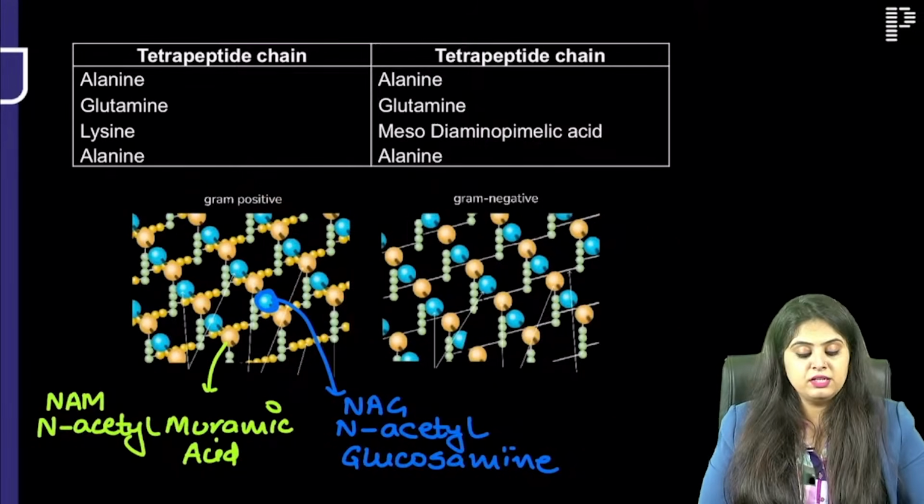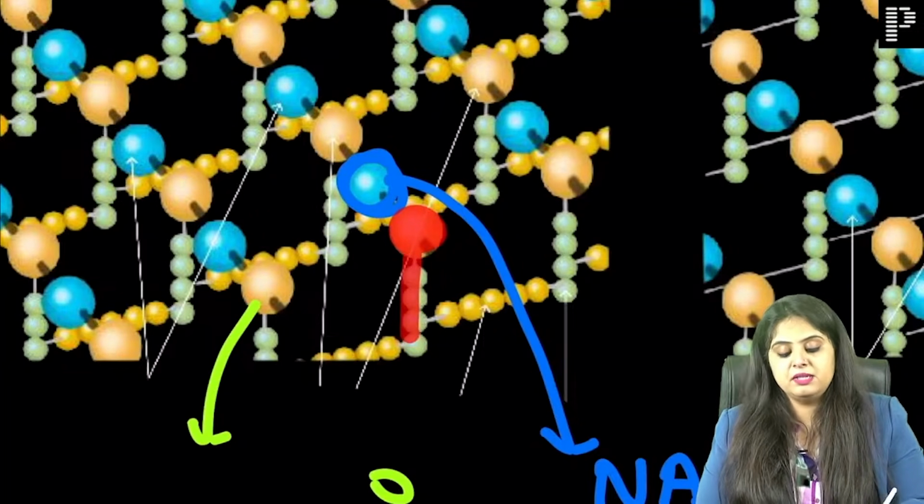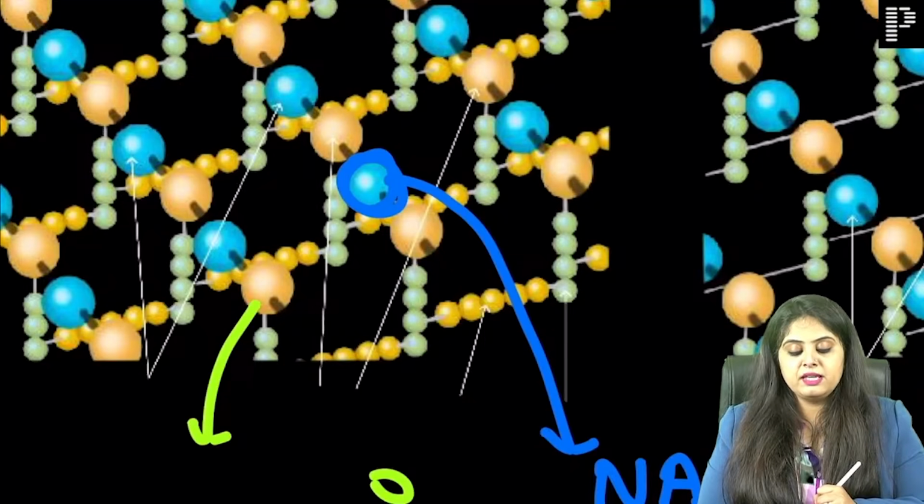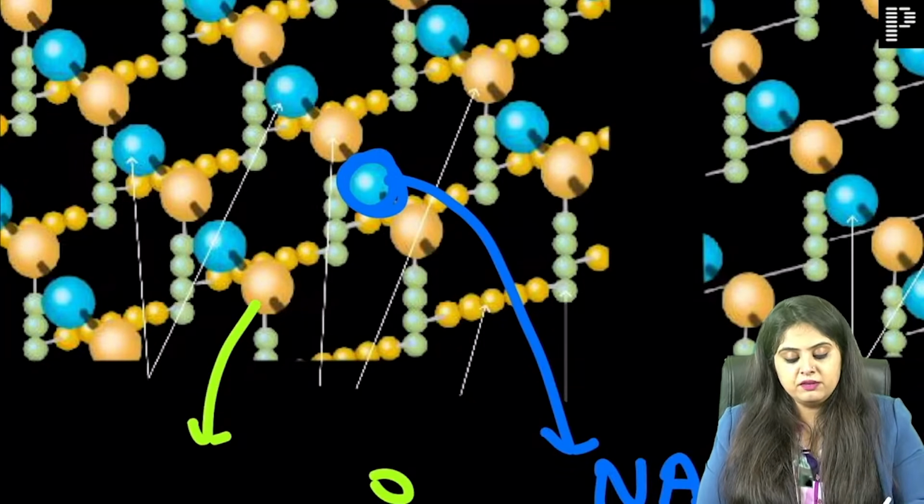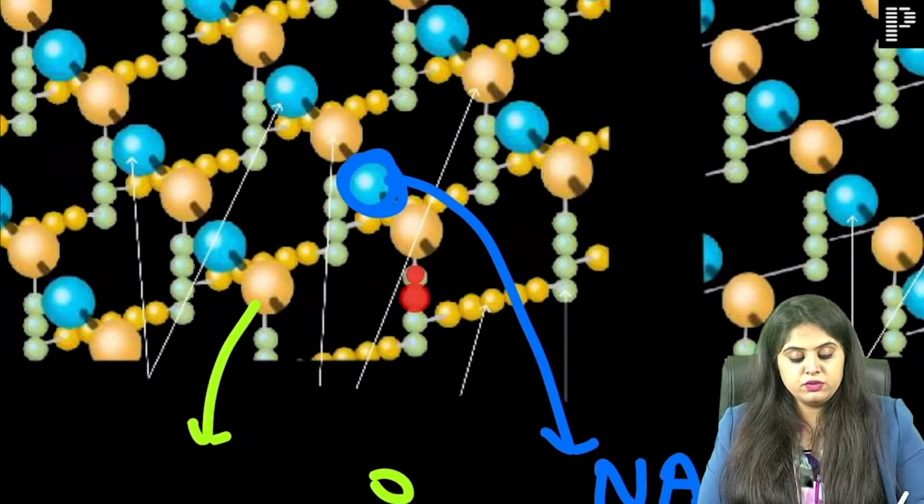What's the difference? Now look at this carefully. If this is yellow color, one NAM, and this is yellow color, one more NAM, do you see something hanging from these NAMs? 1, 2, 3, 4. 4 proteins. 1, 2, 3, 4.